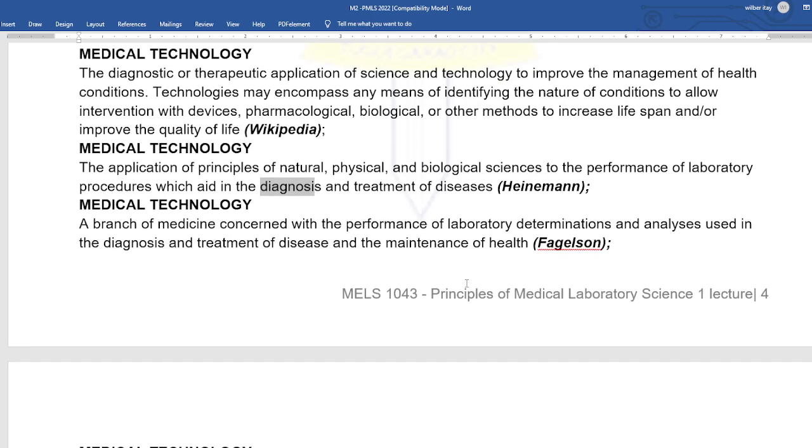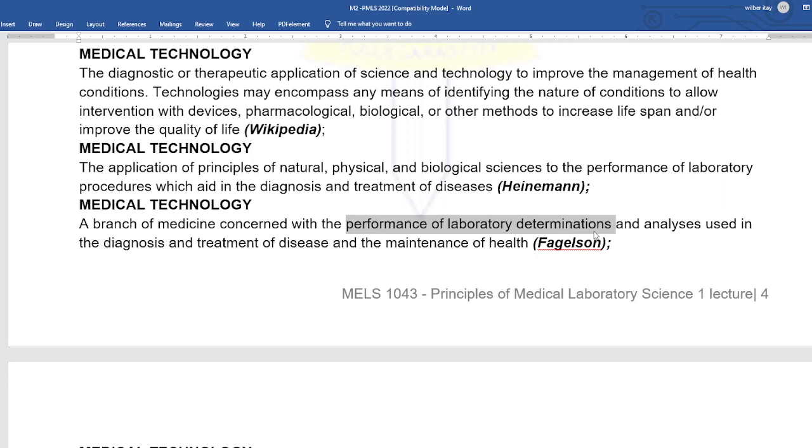On the definition made by Fagelson, this is a branch of medicine concerned with the performance of laboratory determinations and analysis used in the diagnosis and treatment of disease and maintenance of health. So this one again is more specific as compared to the definition of Heinemann, kasi here it specified the use of laboratory procedures.